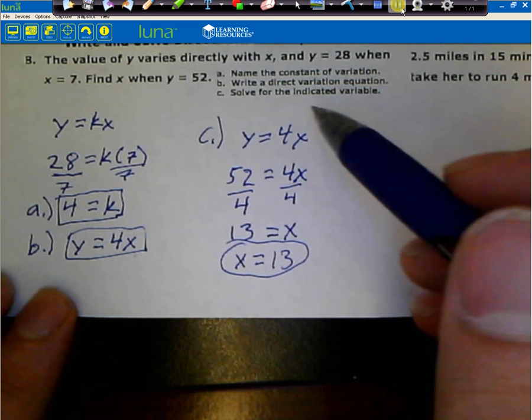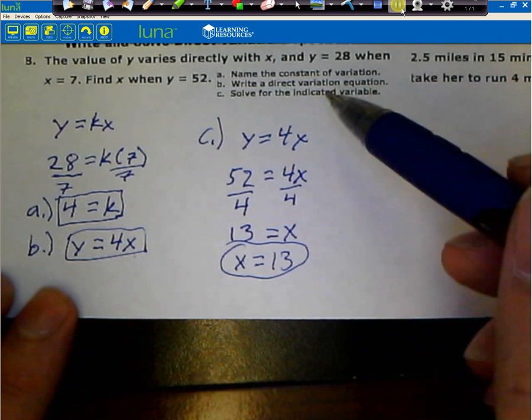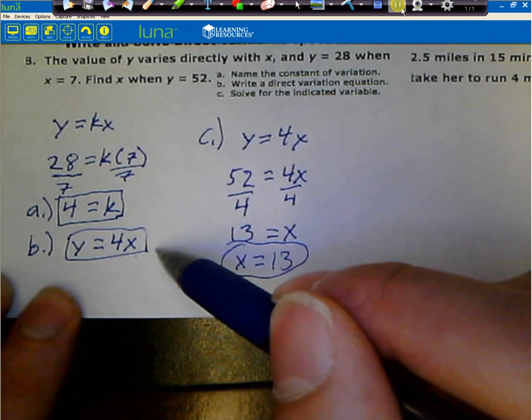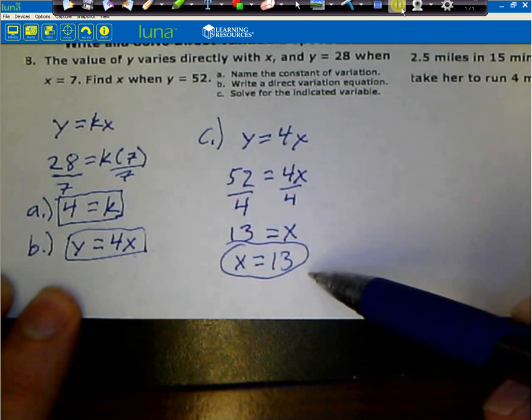Make sure I've got everything here. Name the constant of variation. We did that. We wrote the direct variation equation. We did that. And we solved for the indicated variable. Alright, we are done.